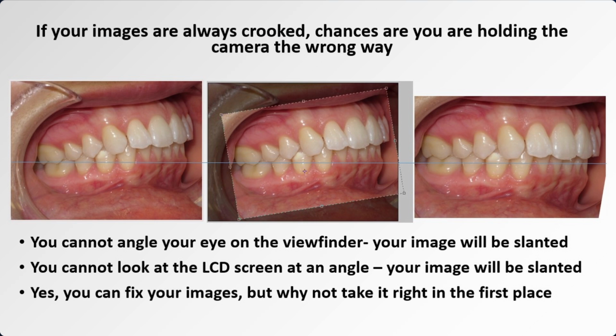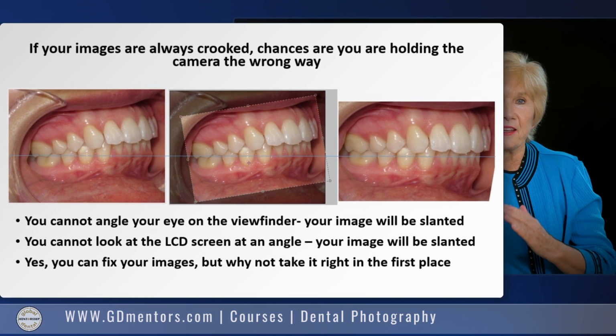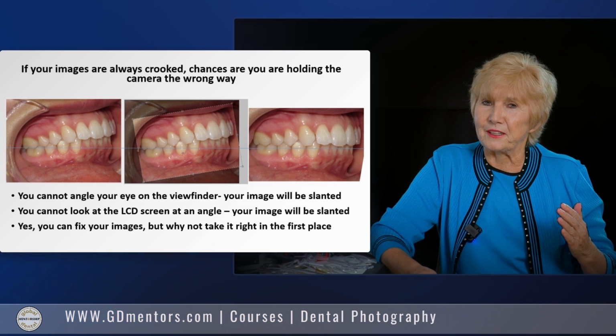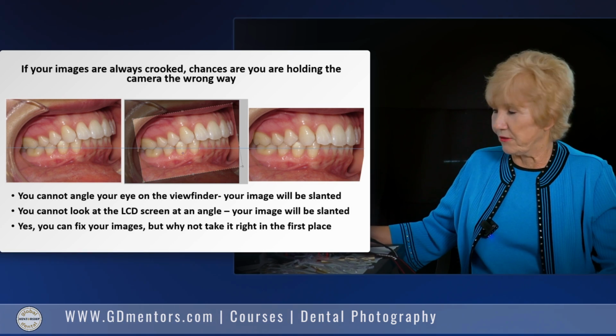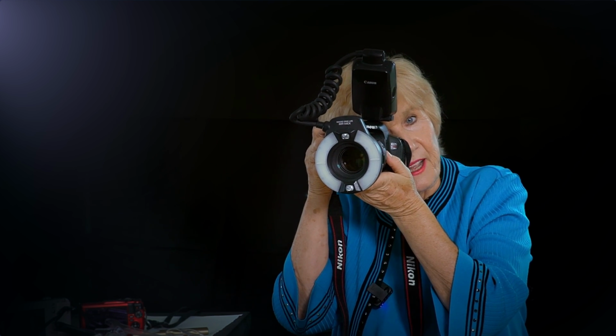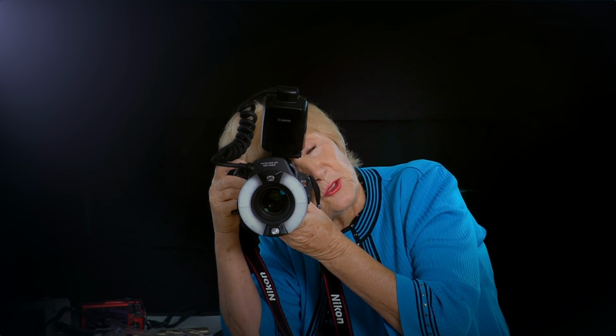If your photographs are constantly crooked, I couldn't figure out why that was happening all the time. I would always see it. It means that you're holding the camera wrong. It means that you're leaning. On this camera, it would mean that you are holding your eye at an angle on the viewfinder. And when that happens, you will never get a straight photograph. Also, when we lean over our patient, we tend to do this. We tend to hold our head at an angle.